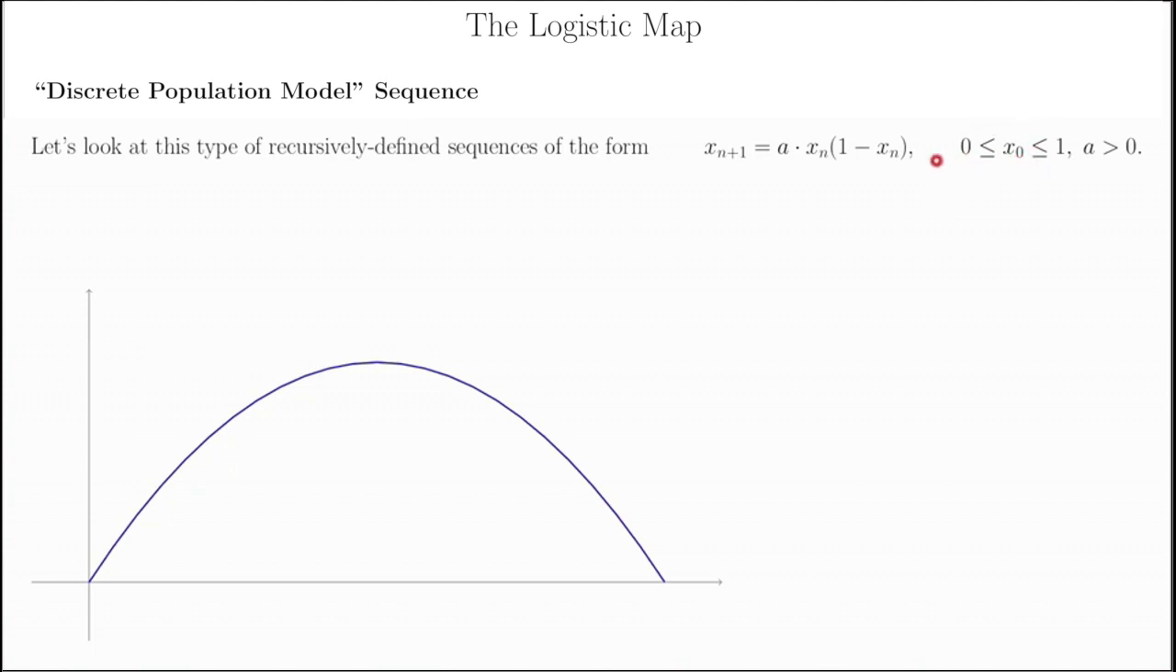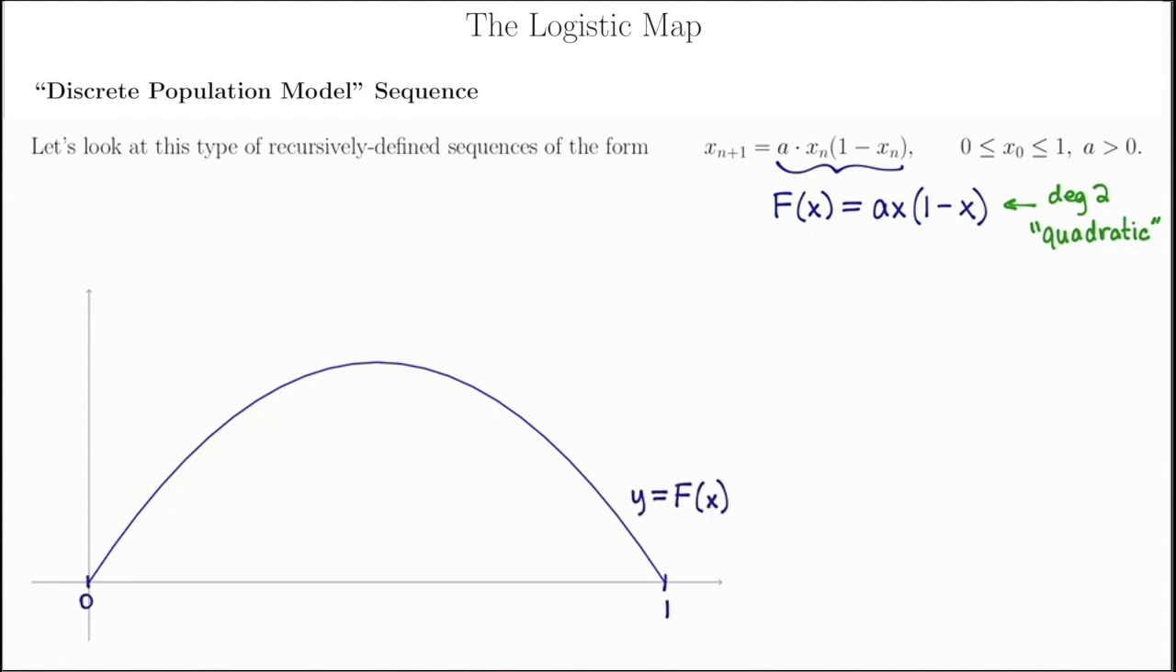Once you have that seed, you plug it into this recursion. x1 would be a times x naught times 1 minus x naught, x2 would be a times x1 times 1 minus x1, etc., where a here is some parameter that's going to be chosen to be positive. This map is called a quadratic map because the right-hand side is really like a quadratic expression in xn. In fact, for shorthand, let's define a function capital F of x to be a times x times 1 minus x. That's a degree 2 quadratic polynomial.